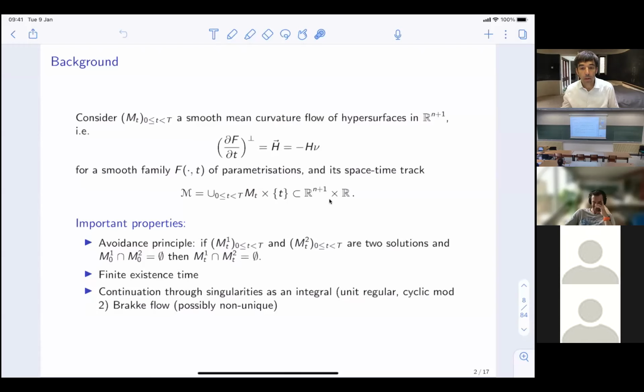So that means unit regular means that if the flow is smooth and has multiplicity 1, then it can't suddenly vanish. Remember, Ricci flow is allowed to just disappear. Unit regular means if your flow is smooth and with multiplicity 1, then it can't suddenly disappear. Cyclic mod 2 is a weak version of saying you can say what is inside and outside. So you have an orientation.